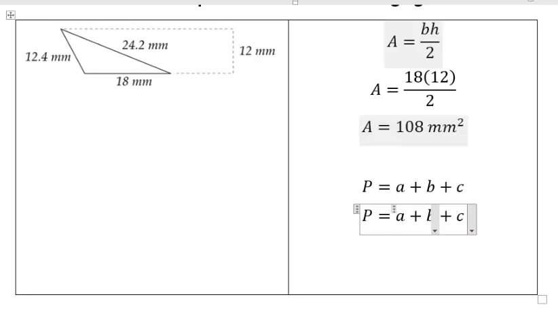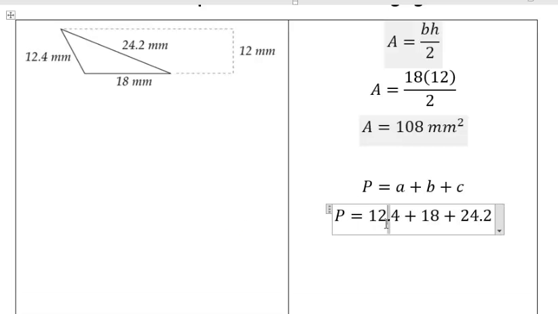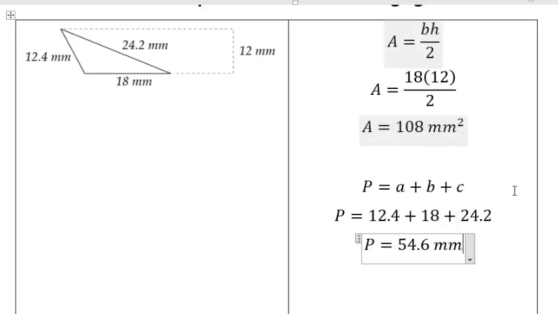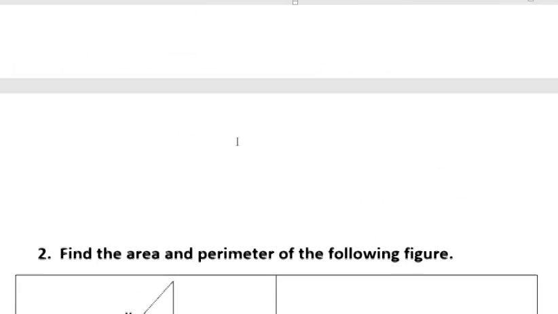It's just adding. So 12.4 plus 18 plus 24.2. Those are the things I'm going to add. It's going to give me an answer of 54.6. So if I add those numbers, I will get 54.6 millimeters. Remember that in perimeter, we don't square the unit. That will be the area and perimeter of this figure. Let's go with the next exercise.